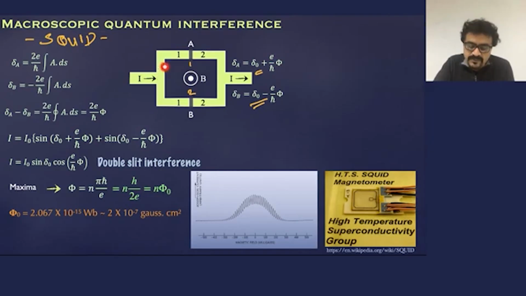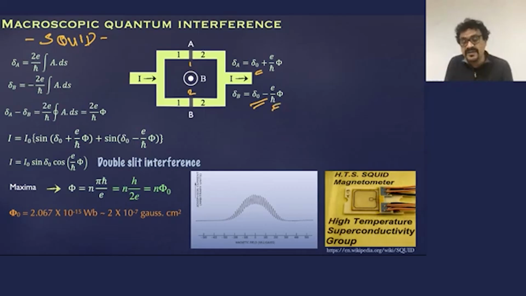But now the charge carriers take only half the path, so the phase accumulated will be e by h bar into phi, where 2e by h bar into phi is the actual phase for the full loop. When you take A dot ds, you get phi, the magnetic flux. Now for the lower arm, there will be a sign change because the direction of propagation and the vector potential are in opposite directions, so there will be a negative sign for the lower arm.